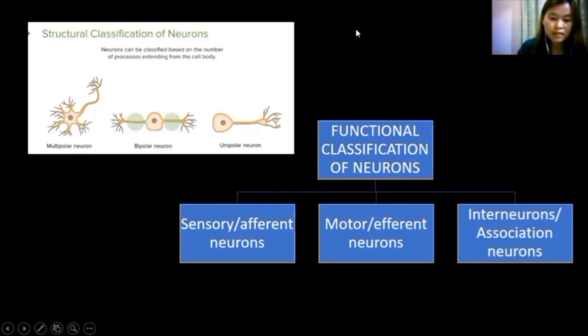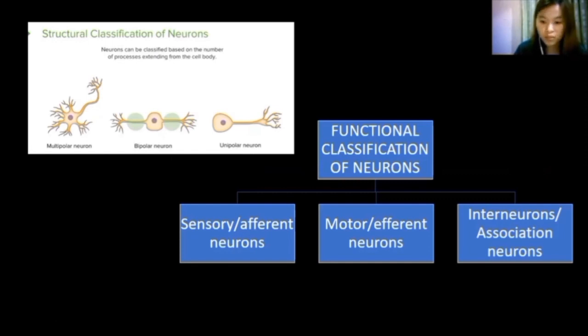And we classify neurons based on their structure and function. For structure, we base it on the number of processes extending from the cell body. We have the multipolar neurons, which have several processes extending from the soma, and the bipolar neurons, which have two processes extending from the soma, and unipolar neurons, which have only one process that extends from the soma.